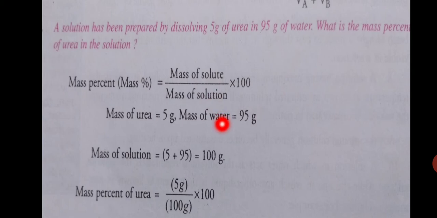So what to find out next? Find out the mass of the solution. How can you find out the mass of the solution? By adding the mass of the solute and the solvent. So 5 plus 95 is equal to 100 gram. Okay, so now substitute in the equation. What's the substitution? Mass percentage or mass by mass percentage is equal to mass of the solute divided by mass of the solution into 100.